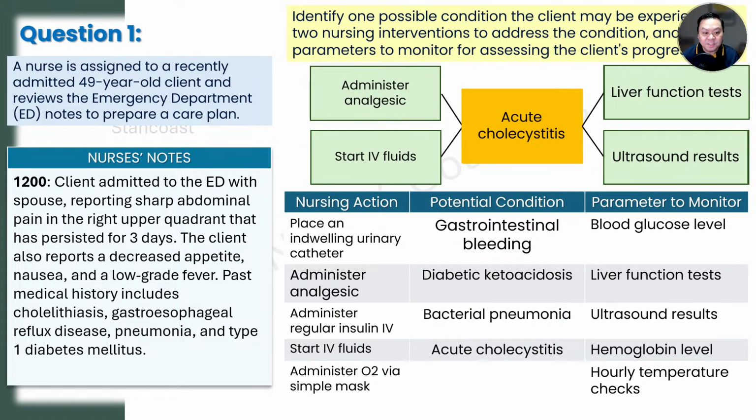Now, if you selected monitoring blood glucose level, we know that the patient has a history of type 1 diabetes mellitus, but the case scenario didn't give any evidence of hypoglycemia, or that the patient is showing signs of hyperglycemia. So this is also not directly associated with acute cholecystitis, which is the main concern in our case.